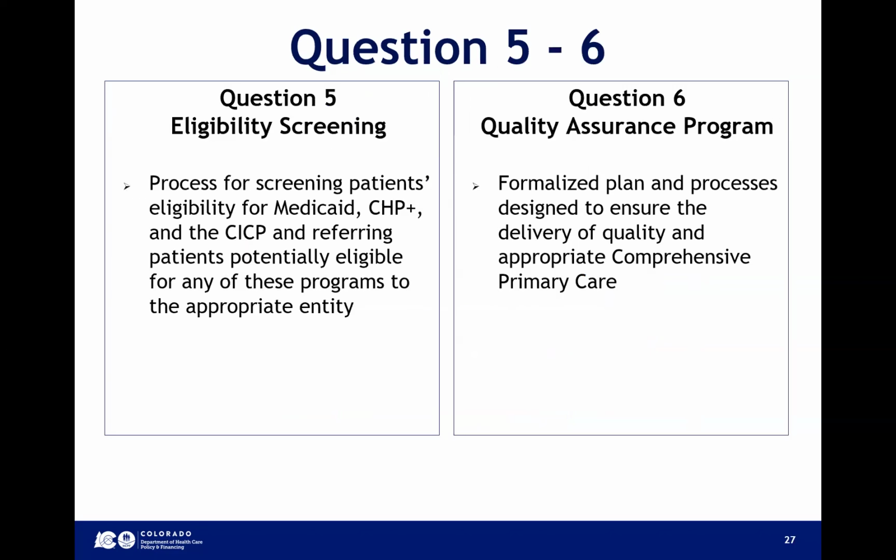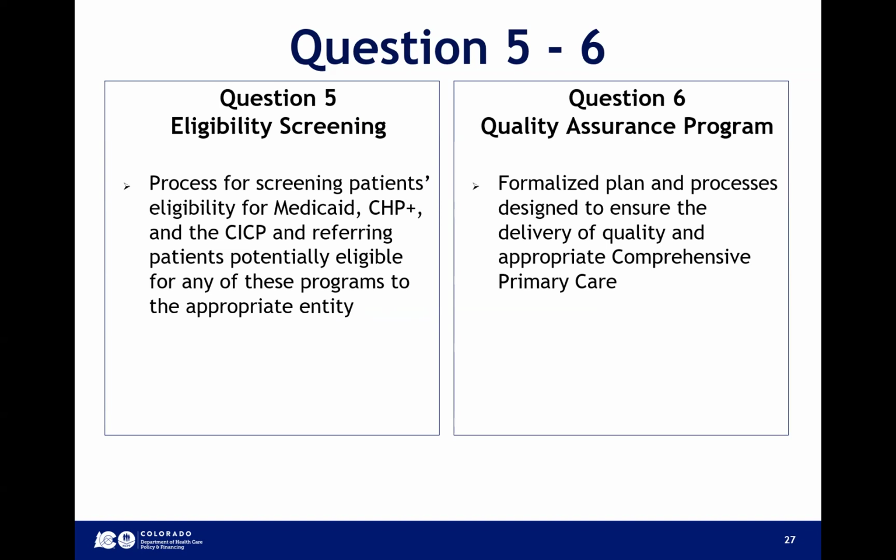Moving on, question 5 and question 6. Question 5 pertains to eligibility screening. We'll need your agency's process for screening patients' eligibility for Medicaid, CHP Plus, and CICP, and also the policy for how you refer those patients potentially eligible for any of those programs to the appropriate entity.